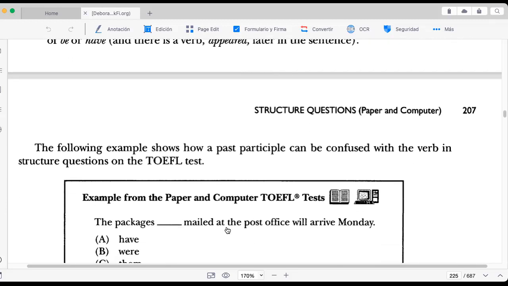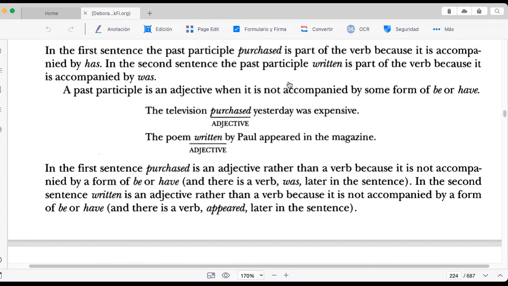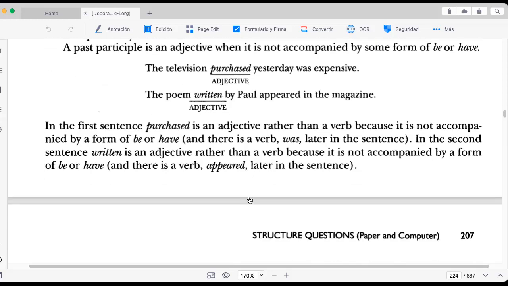Okay, now it's time. Did you understand this part, my friends? Yes, it's kind of easy, I guess. It's not hard to understand.